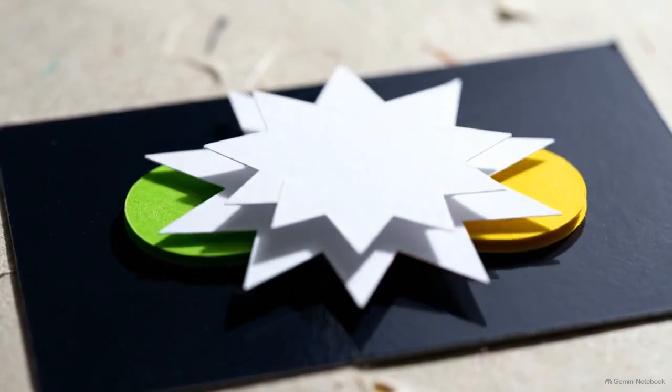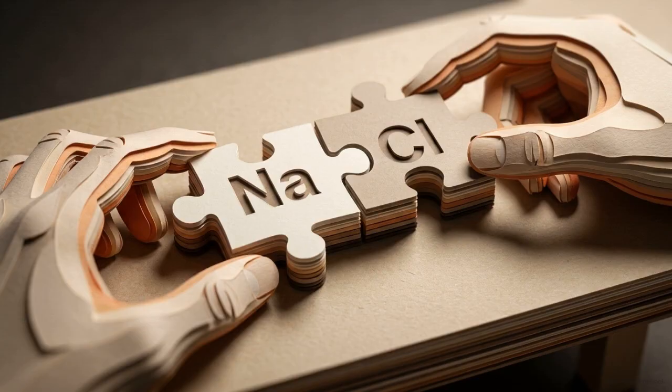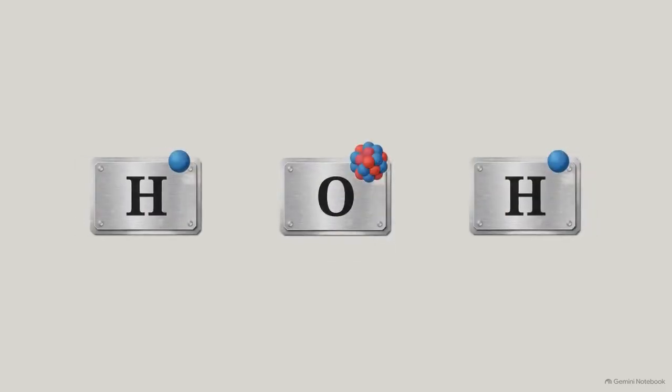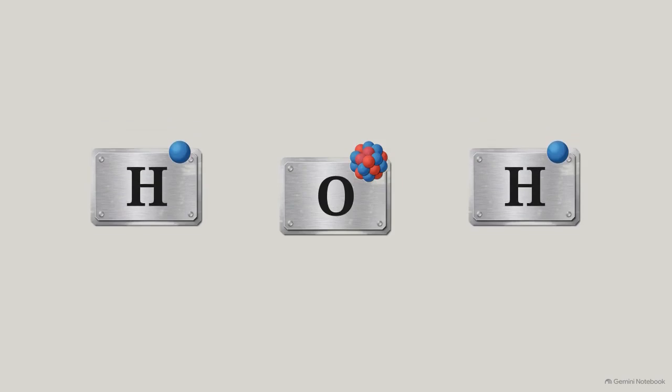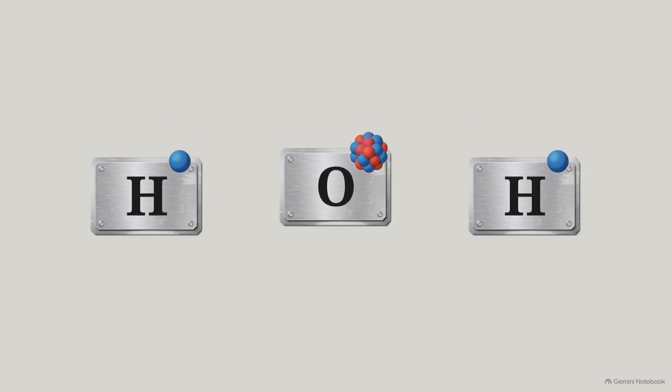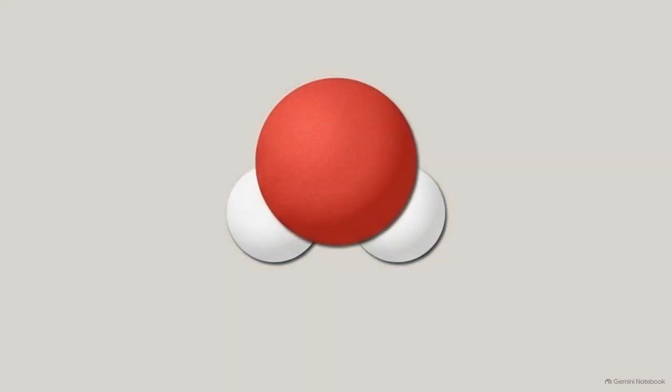When these different elements interact, they can join forces to make totally new substances. We call these combinations compounds. Take water, for instance. The formula is H2O, which means 2 individual hydrogen atoms combine with 1 oxygen atom to fuse into a single water molecule.